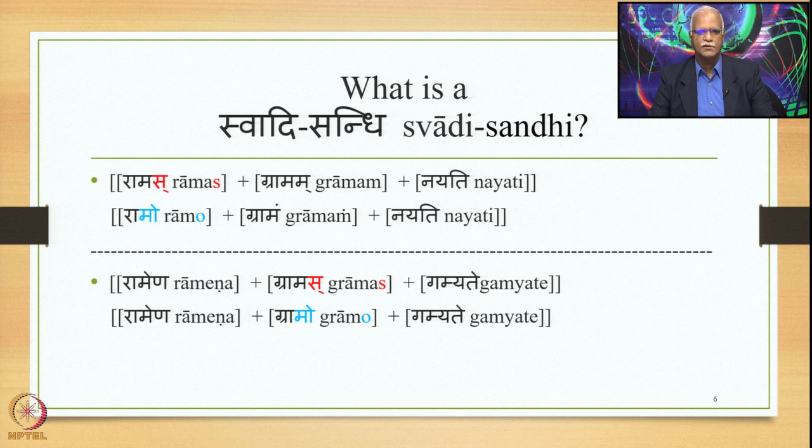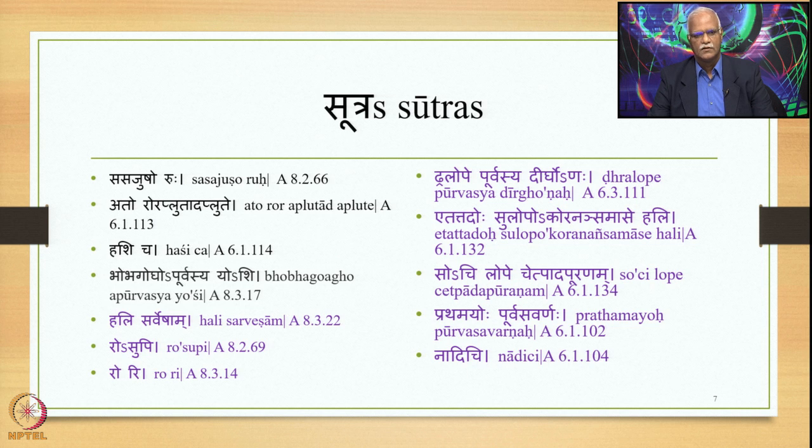These are the concrete examples of the svādi sandhi, and there are plenty of examples in the literature of this particular svādi sandhi. These are the sutras dealing with the svādi sandhi: sasajusho ruh, atoro rahplutadaplute, and hashi cha. This we had seen before. In the previous lecture, we also saw bhobhagoaghoapurvasya yosha and part of hali sarvesham.